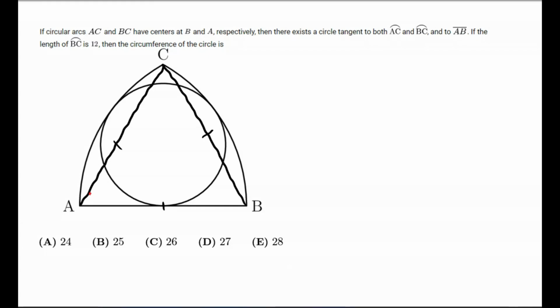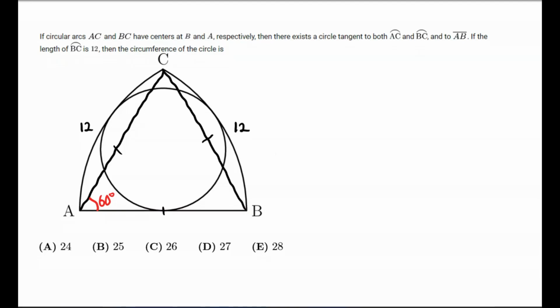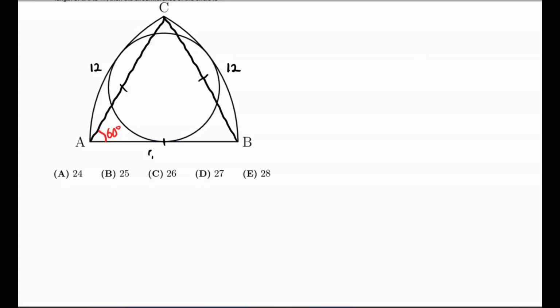So this means each of its angles are 60 degrees. We're also given that the length of arc BC is 12. So by symmetry, the length of arc AC is also 12. Now, let R1 be the length of the radius of the larger circle, which is going to be AB, and also AC and BC. And from this, we can find the length of R1. We know that the length of arc BC is 12, and we know that it's also equal to 2 pi R1 multiplied by 60 over 360. Rearranging gives us that R1 is equal to 36 over pi.